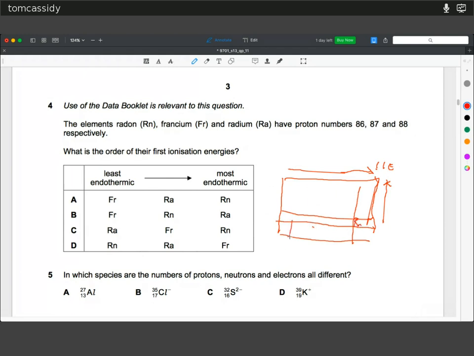And then in group 1 and group 2, you've got francium, and you've got radium there. Okay, so you can see if we look at the periodic table here, we've got ionization energy, the first ionization energy, which is increasing across a period, up a group. Well, the one out of these that must have the highest ionization energy is obviously radon, this one over here.